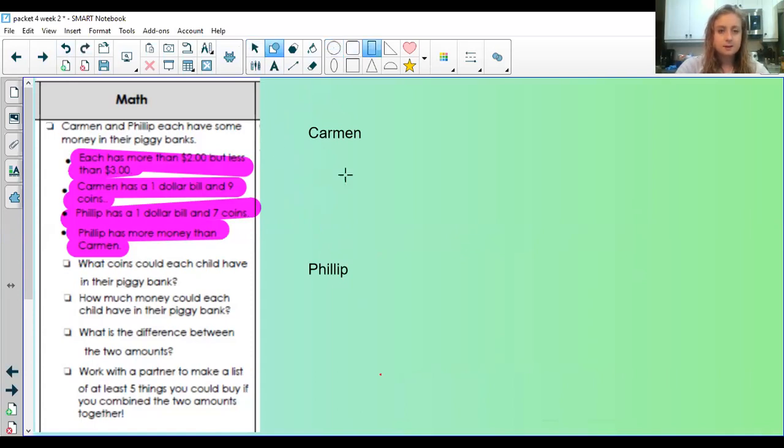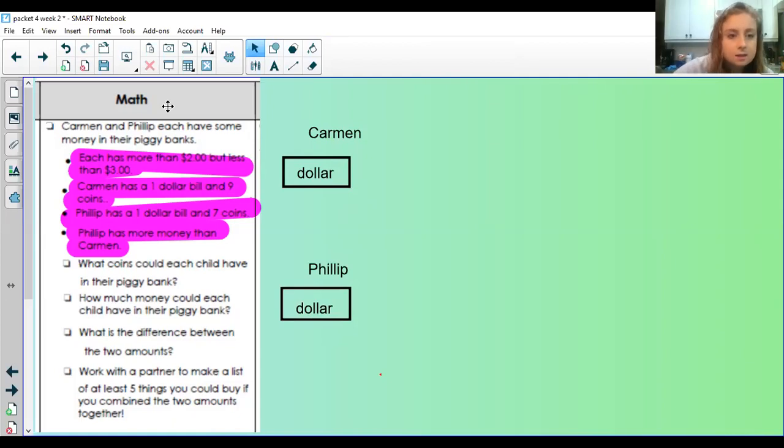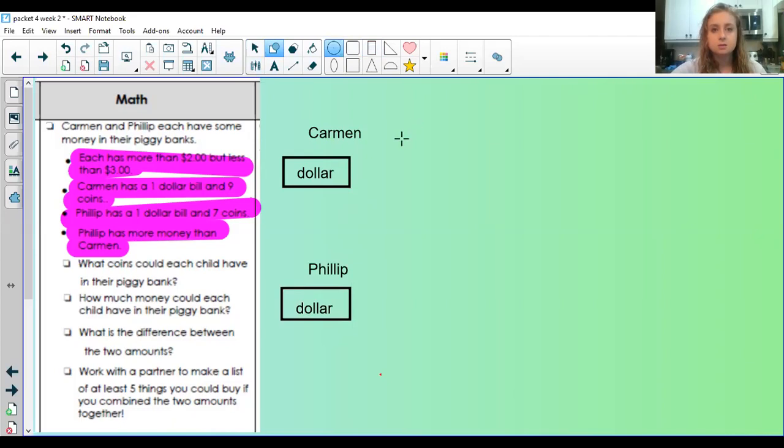Don't know what's happening. Okay, here's $1 for Carmen. Here's $1 for Philip. They each have $1 so far. Okay, it says that Carmen has $1 bill and 9 coins. So what I'm gonna do is I'm gonna make 9 circles.